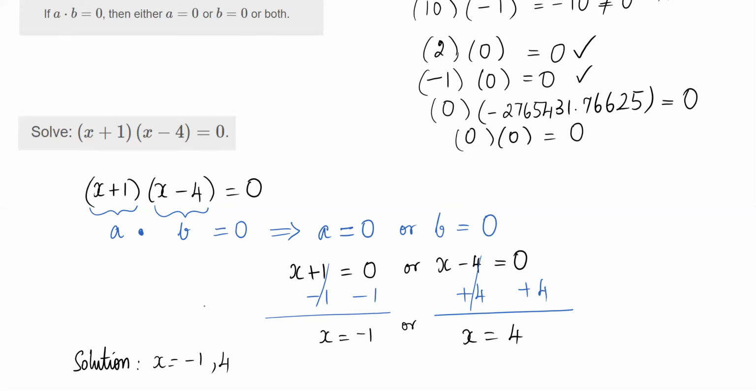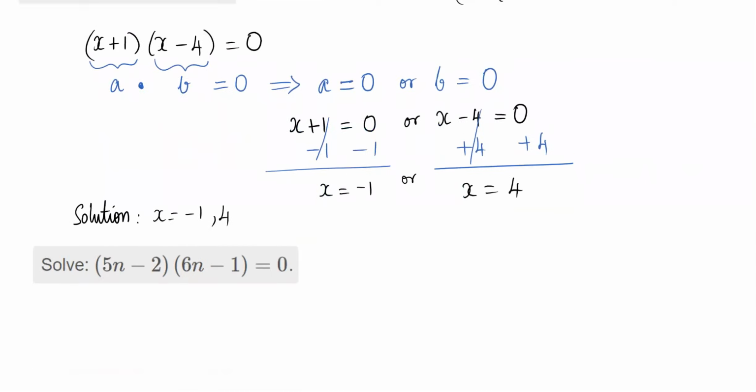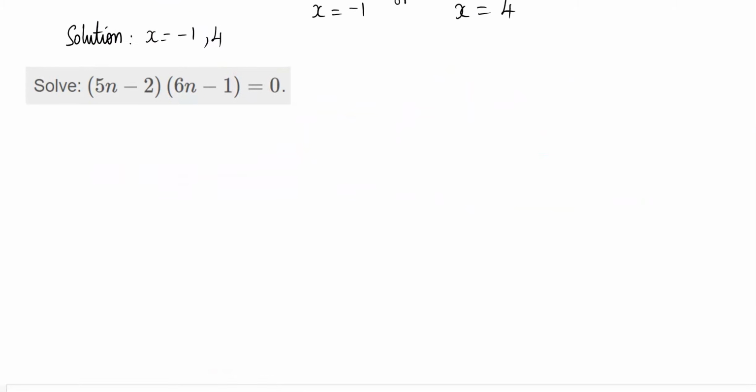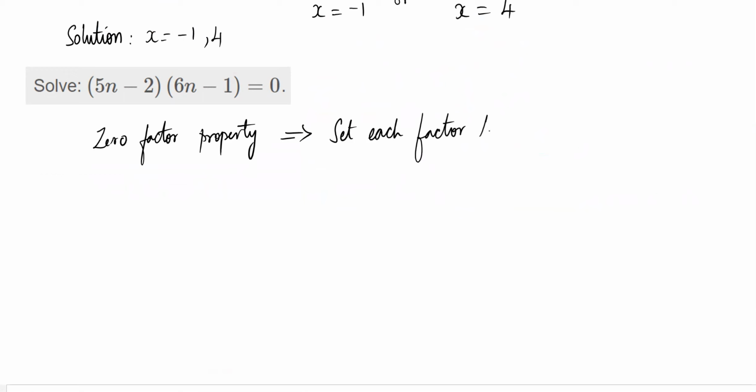And then I was able to understand that each one of them gave us a 0. Okay? So just remember this. Zero factor property allows us to set each factor to 0. We'll write somewhere there. Zero factor property implies to set each factor to 0.